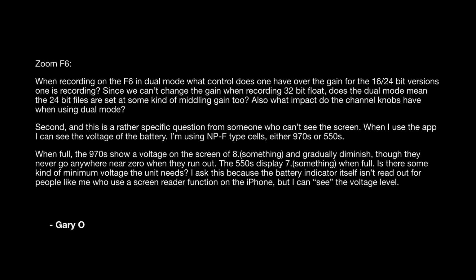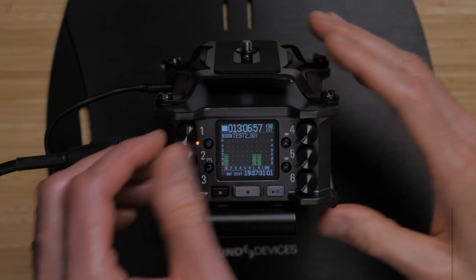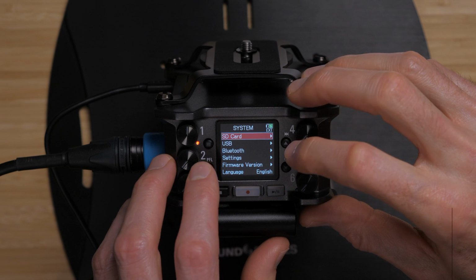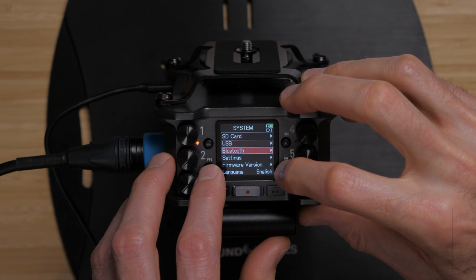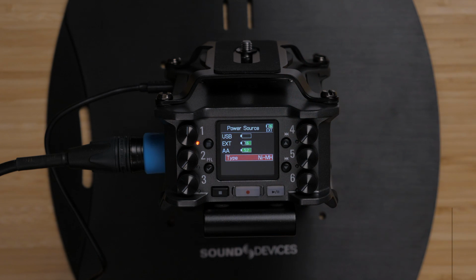I ask because the battery indicator itself isn't read out for people like me who use a screen reader function on the iPhone, but I can, quote, see the voltage. Okay, so I'm going to switch back here. And again, Gary, I know you can't see this, but just to demonstrate to everyone else here, I'm going to come into the menu. I'm going to go to System, Settings, Power Source. All right, let me go ahead and bump that up.